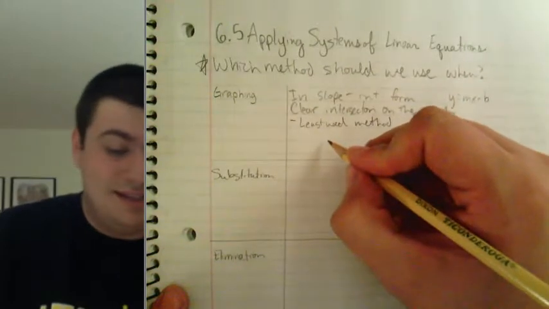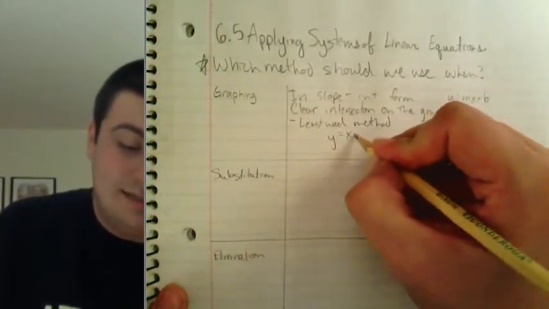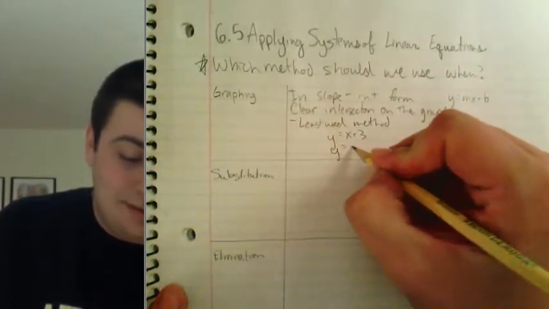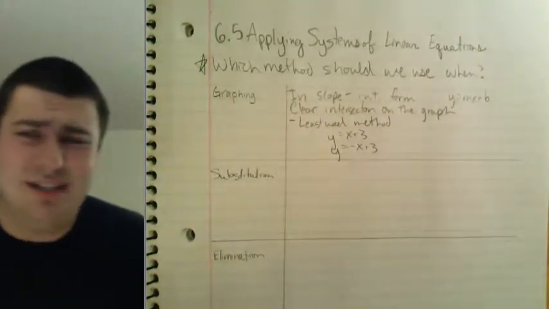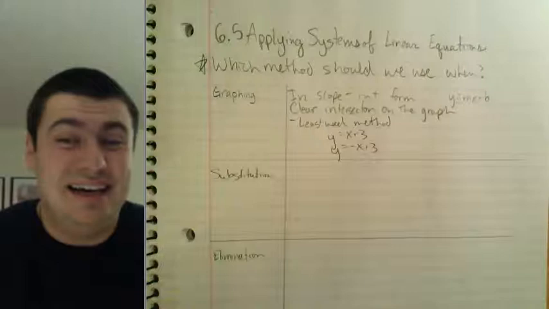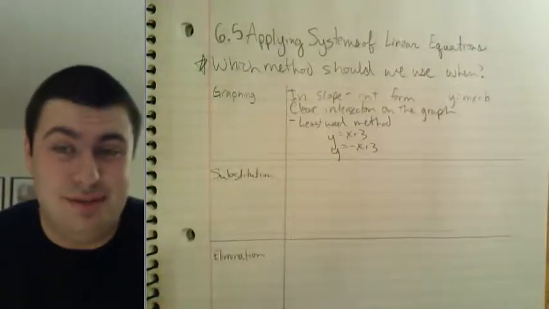And again, we could see this if we had y equals x plus 3 and y equals negative x plus 3. If it was something that we know would intersect nice and easy while graphing, then we would use it.